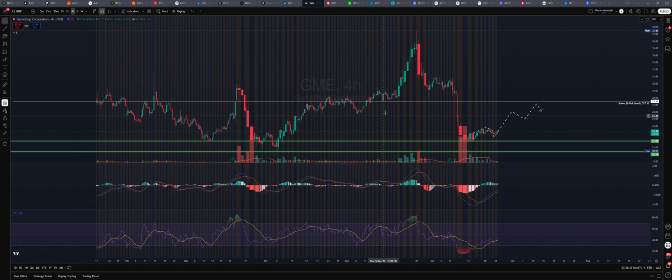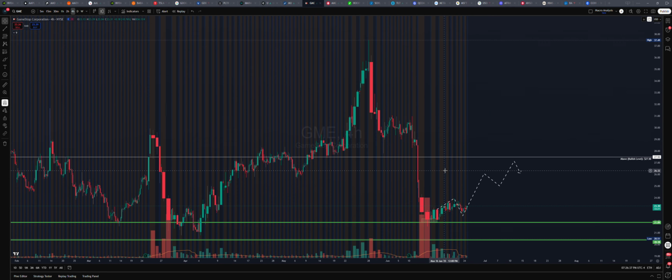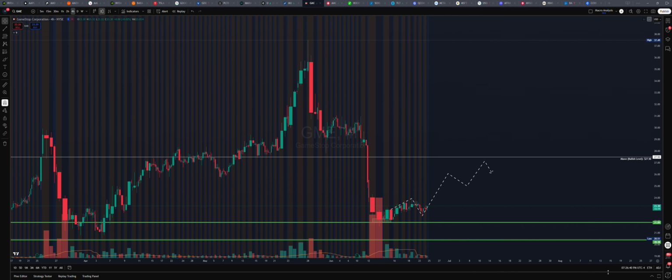I want to see that on GameStop. I'm looking for some upside, unless we start breaking below these levels here. Let's look at maybe AMC. We could take a look at AMC.